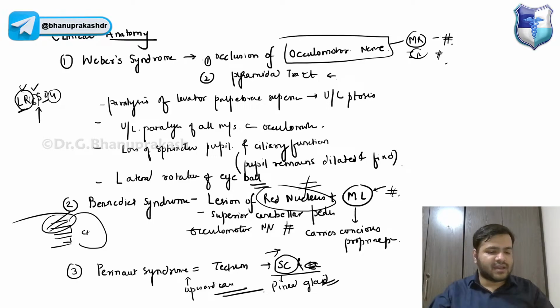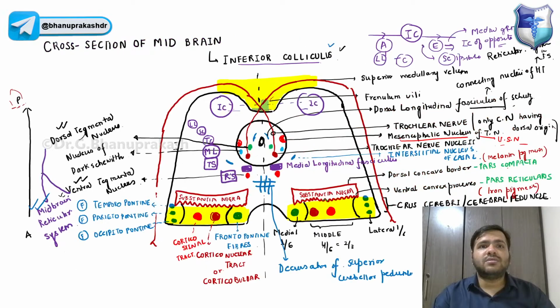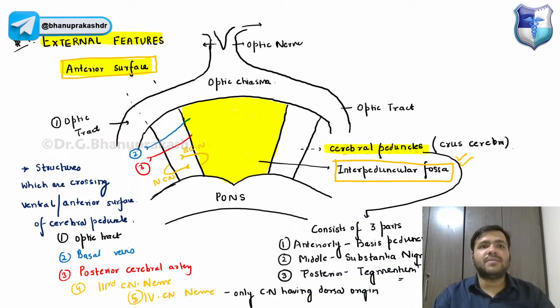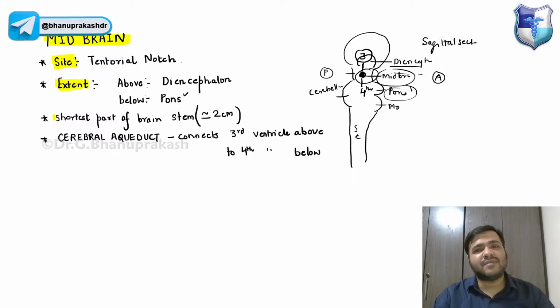So that is regarding the clinical anatomy, guys. In very short, I've discussed the clinical anatomy of this part, right? So that is all about the midbrain that we have discussed today. We have discussed the interpeduncular fossa, and guys, coming on to the fourth ventricle, we have already discussed it in detail.